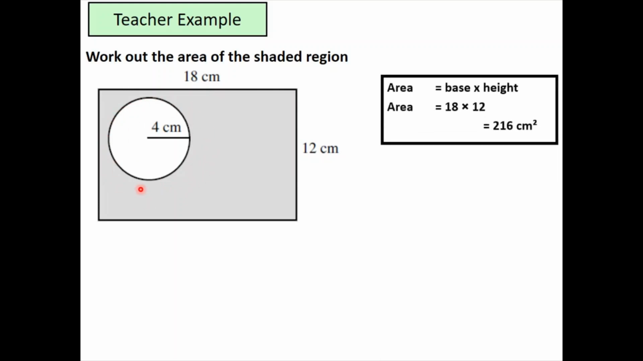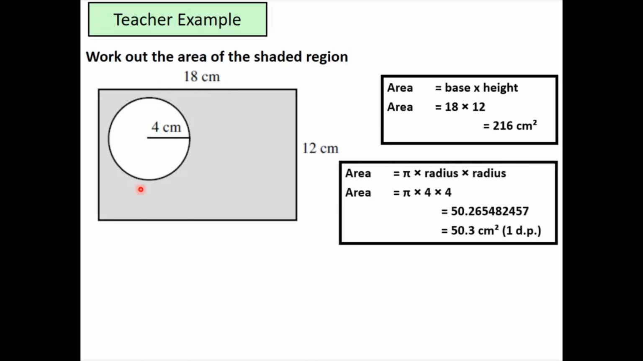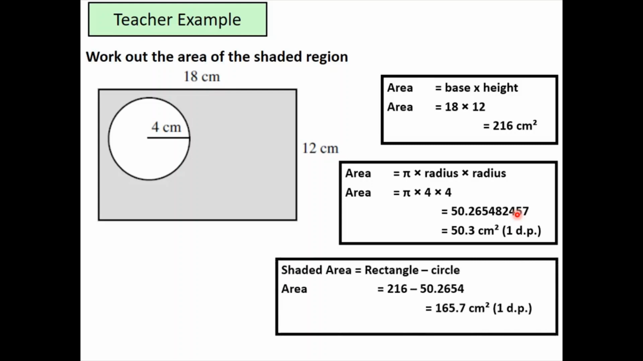Area of the rectangle, 18 times 12, which is 216. Area of the circle, pi times 4 times 4, which is this long decimal. And then to find the shaded region, you subtract the two from each other. Now please note, I am not subtracting 50.3. That would be a mistake.